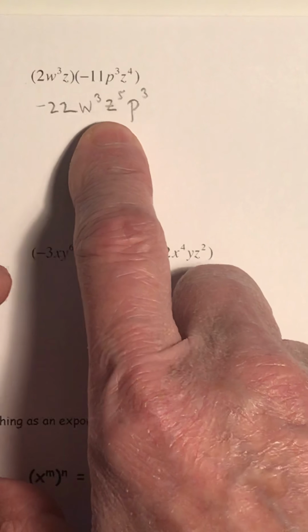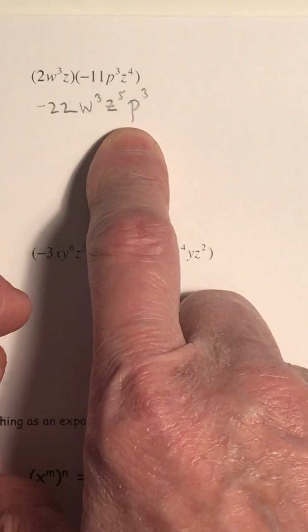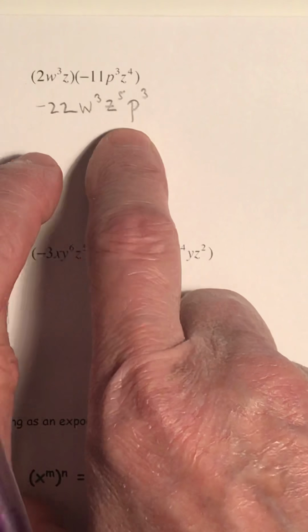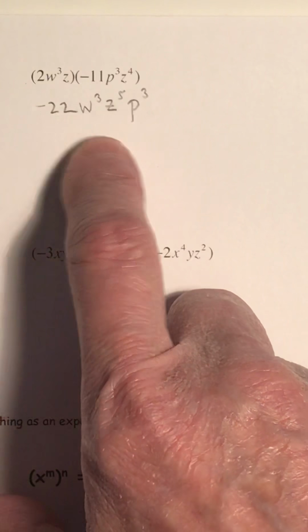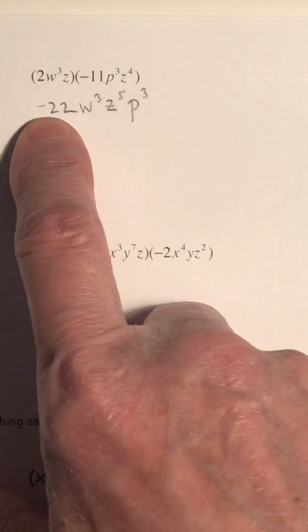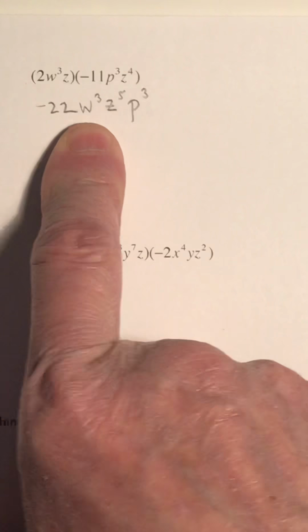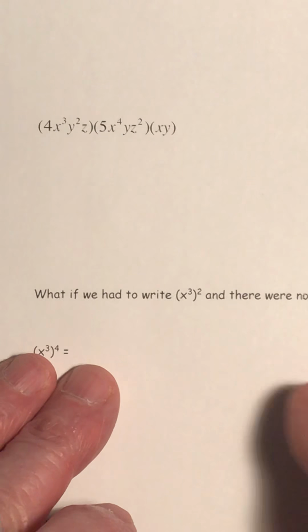And if you're wondering, is this the only right answer? No, you could rearrange the letters in different orders. It would be the same thing, because it's all multiplication. But negative 22, and then what you see there. No need to read all that.